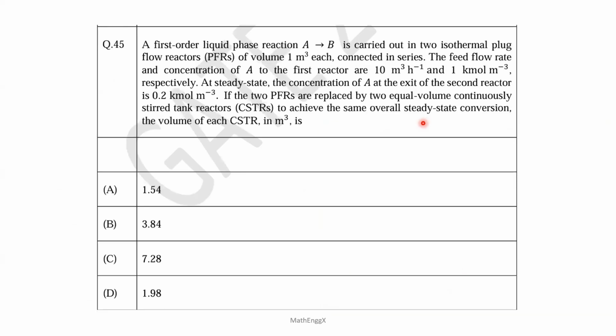A first order liquid phase reaction A giving B is carried out in two isothermal plug flow reactors of volume 1 meter cube each, and these are connected in series. The feed flow rate and concentration of A to the first reactor are 10 meter cube per hour and 1 kilomole per meter cube. At steady state, the concentration of A at the exit of the second reactor is 0.2 kilomole per meter cube. Now, if we were to replace these two PFRs with two equal volume CSTRs, what will be the volume of each CSTR to achieve the same overall steady state conversion?